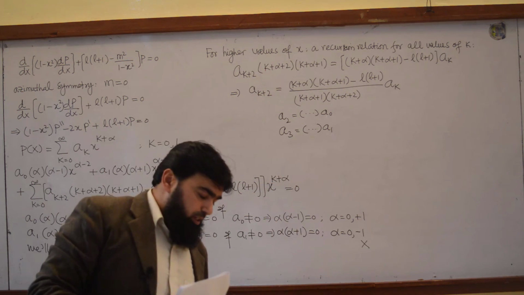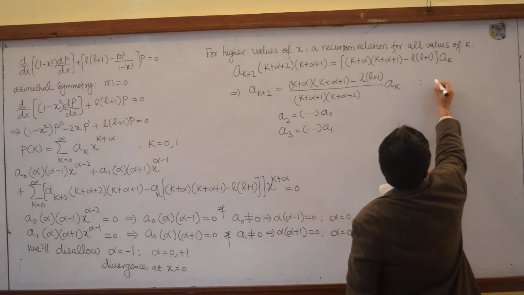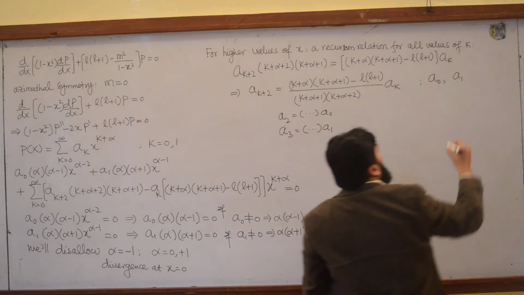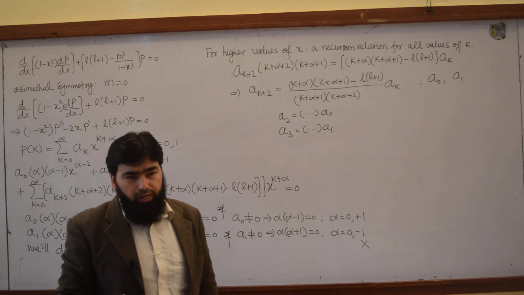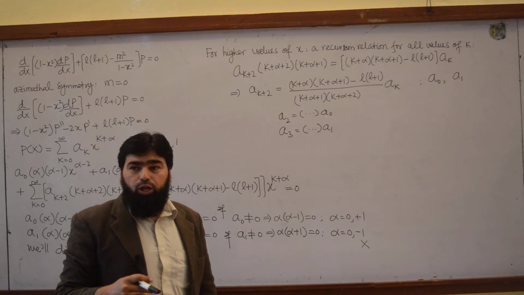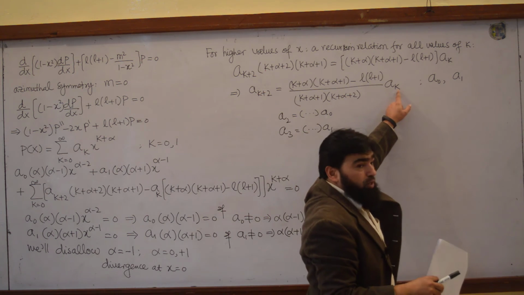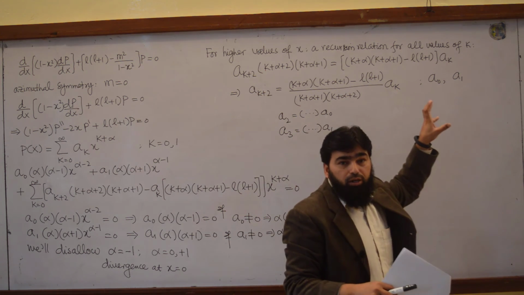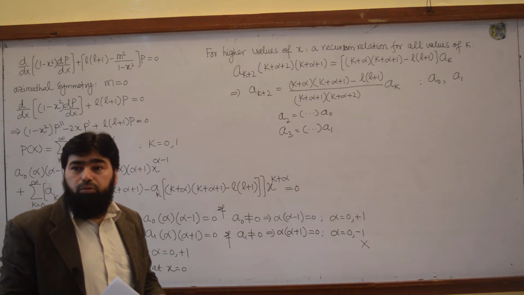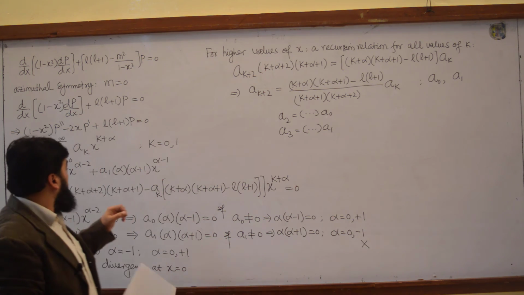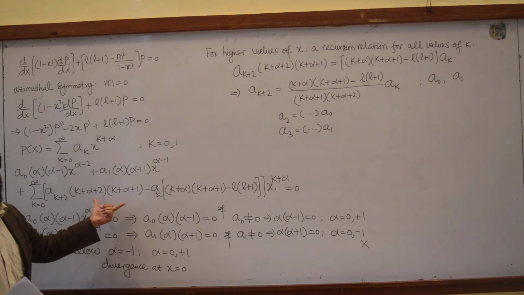Now there is a big question, and the big question is that you should know the value of a0 and a1. Right? If you don't know the value of a0, then you don't know the value of all even coefficients. If you don't know the value of a1, you don't know the value of all odd coefficients. So this is very important to know the value of a0 and a1.